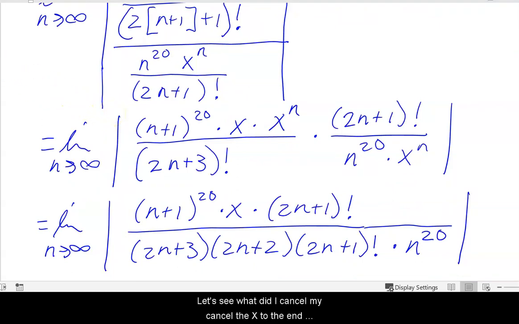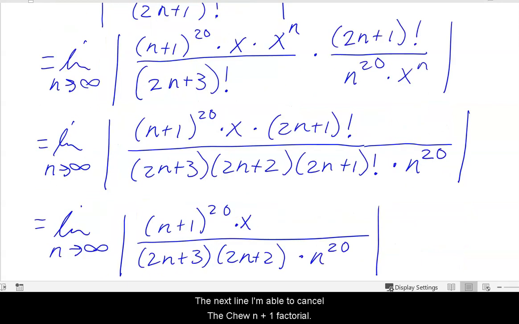Scrolling down to the next line, you can see that I was able to then cancel the, let's see, what did I cancel? I canceled the x to the n with the x to the n. That left me the n plus 1 to the 20th, the monomial x factor, and the 2n plus 1. I rewrote the 2n plus 3 factorial with 2n plus 3 times 2n plus 2 times 2n plus 1 factorial. In the next line, I'm able to cancel the 2n plus 1 factorials. This leaves me with this expression here.